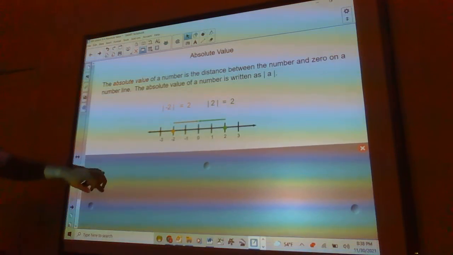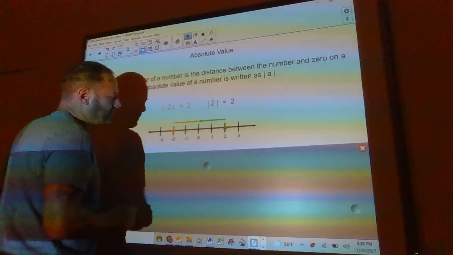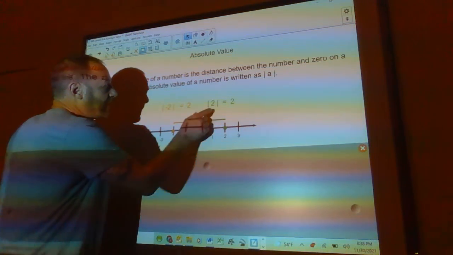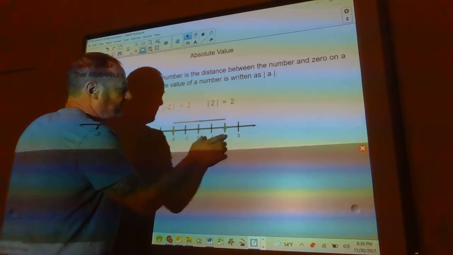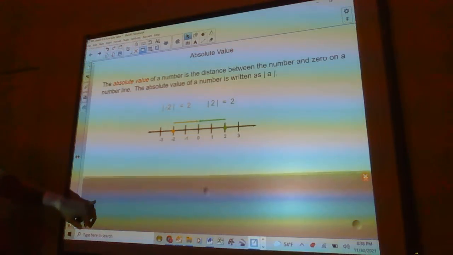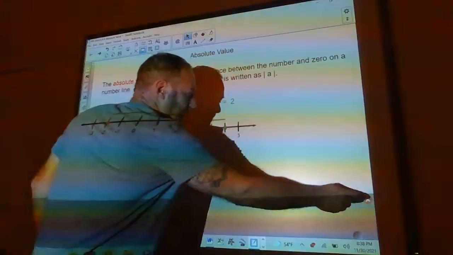So the absolute value of negative 2 is 2, because the distance between negative 2 and 0 is 2. The absolute value of positive 2 is also 2, because the distance between 2 and 0 is 2.